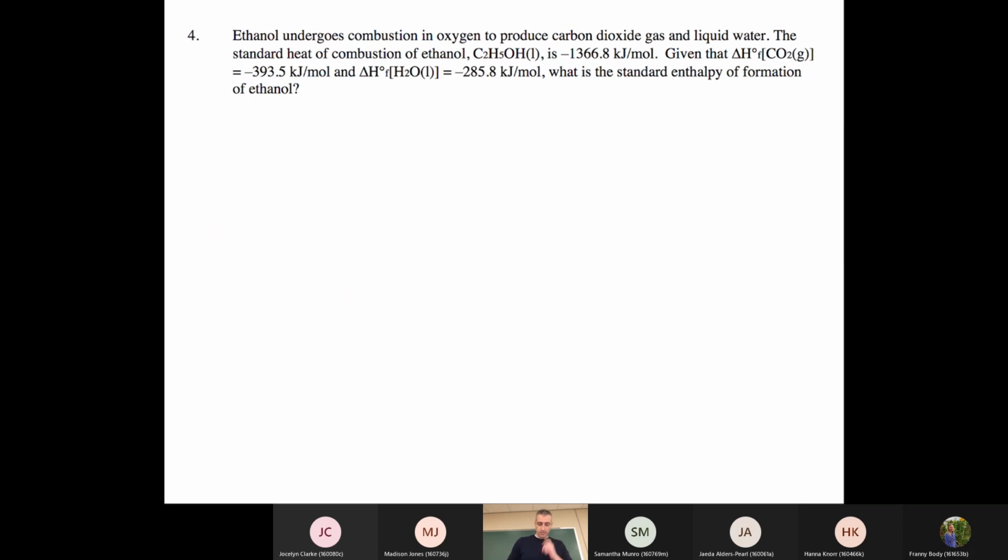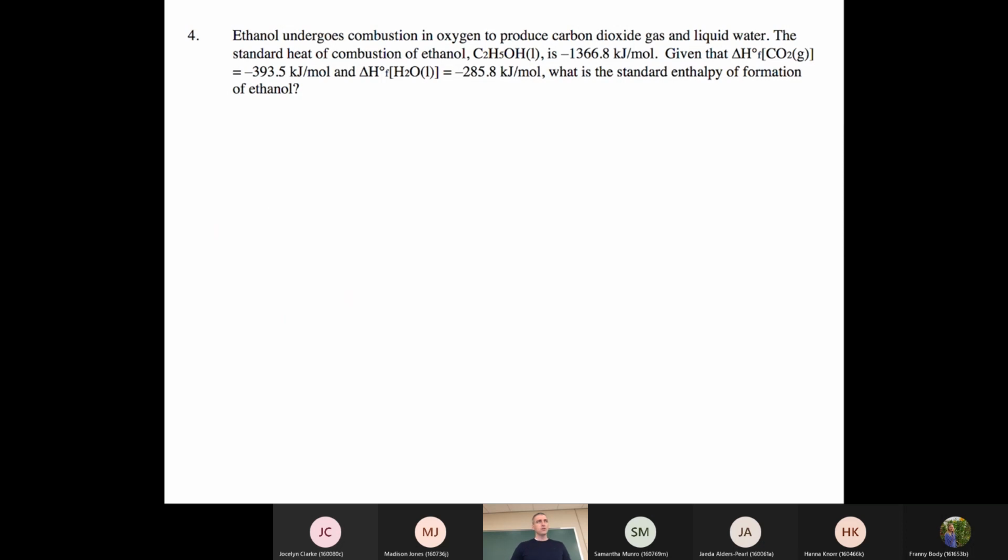Great. Next one, ethanol undergoes combustion in oxygen to produce CO2 and liquid water. Standard heat of combustion is given. So this is figuring out the delta H for a combustion reaction using heats of formation, or enthalpies of formation. So this is a different way that you can calculate delta H for a reaction. We talked about using calorimetry. If you can find enthalpies of formation values for everything in your reaction, you're doing well.